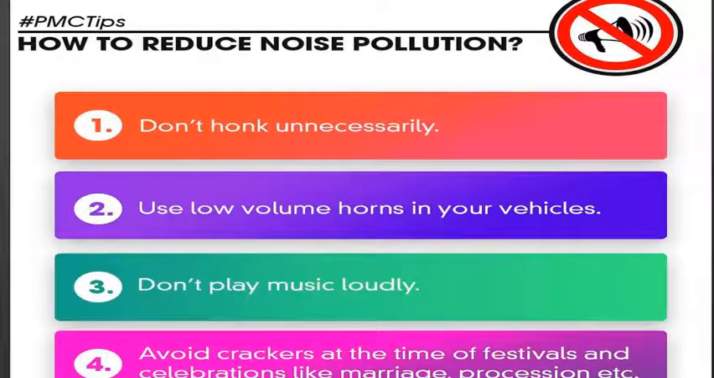Too much noise can also damage our ears. Thus, to reduce noise, we should always speak softly to each other. Don't honk unnecessarily. Use low volume horns in your vehicles. Don't play music loudly. Avoid firing crackers at the time of festivals and celebrations like marriage, procession, etc.